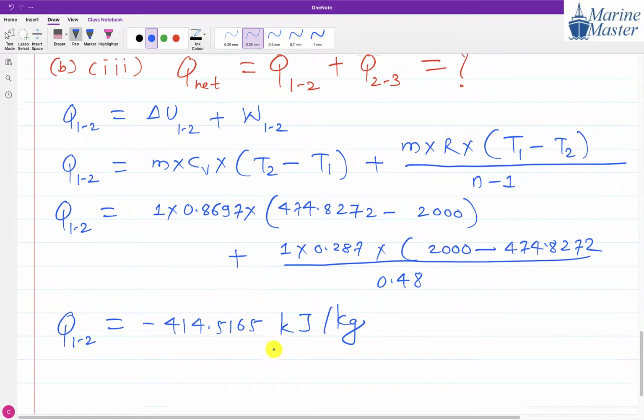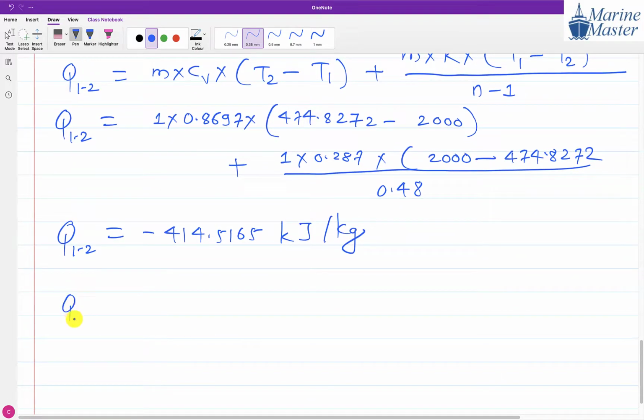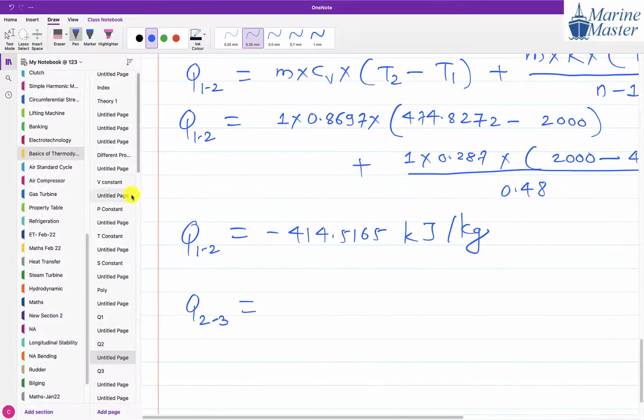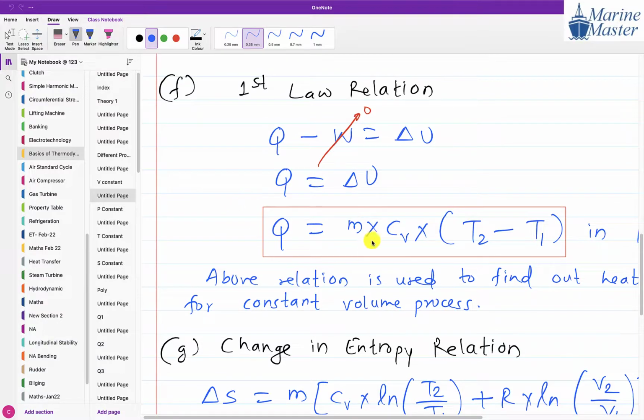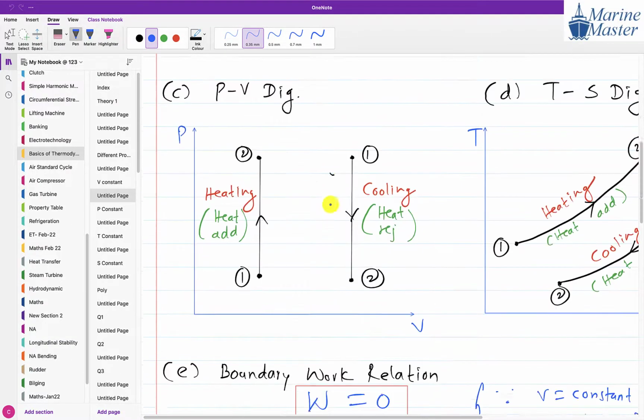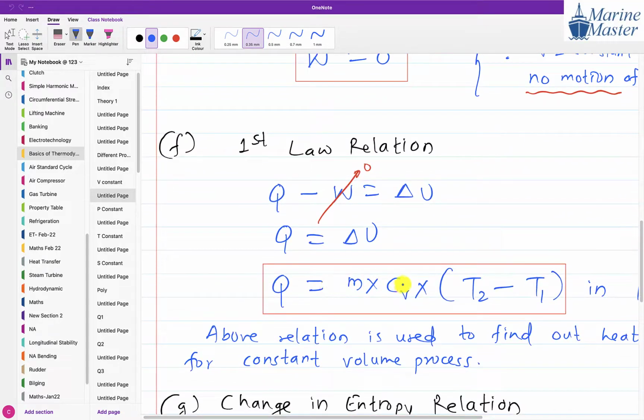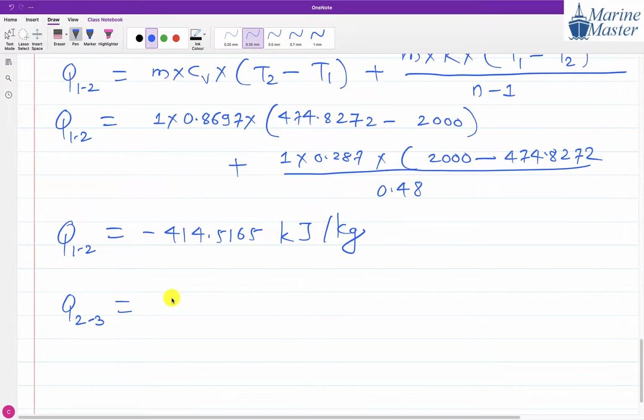Then process 2 to 3 will be what? Constant volume heating, a constant volume process. What is the relation of heat transfer we have seen for constant volume? Heat transfer is m Cv (T2 minus T1). Coming back to the question, instead of T2 minus T1, we will say m Cv (T3 minus T2).